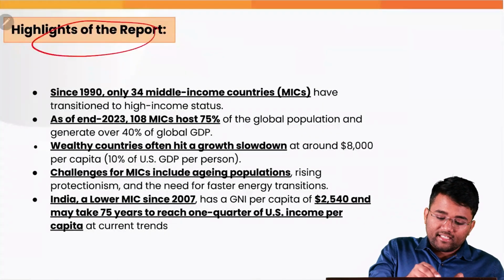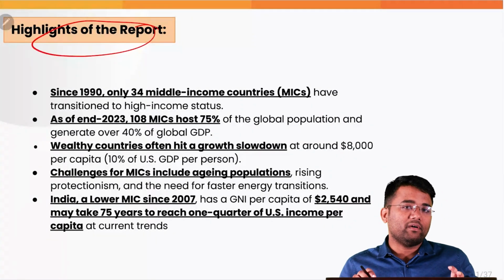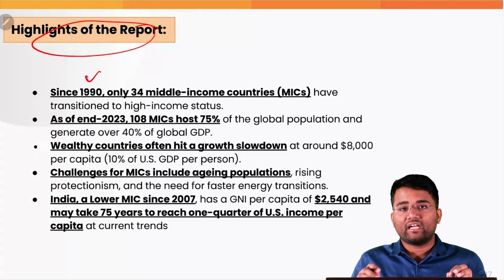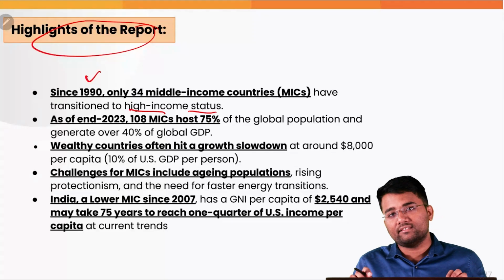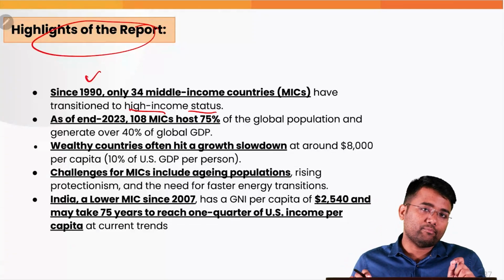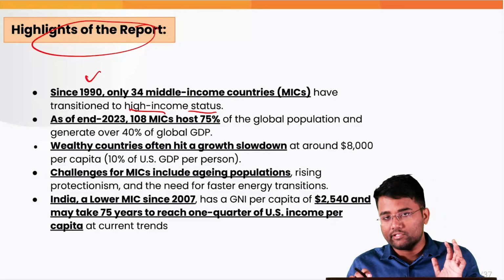If you talk about various other highlights from the report that is released by the World Bank, since 1990, only 34 middle income countries have transitioned to high income status, and that emphasizes the point that the middle income trap is a serious issue.